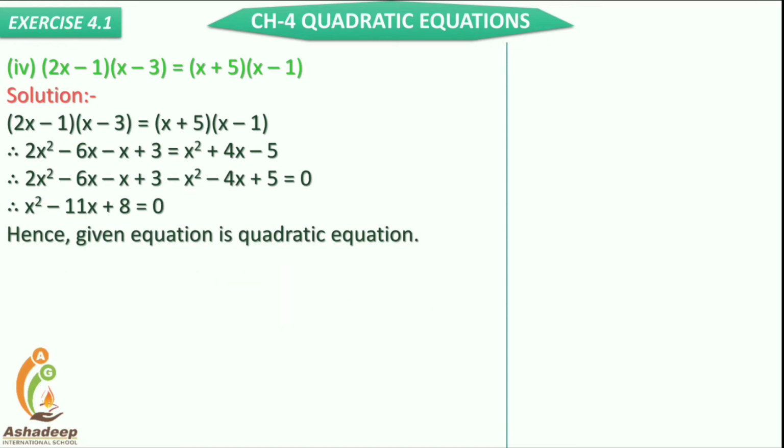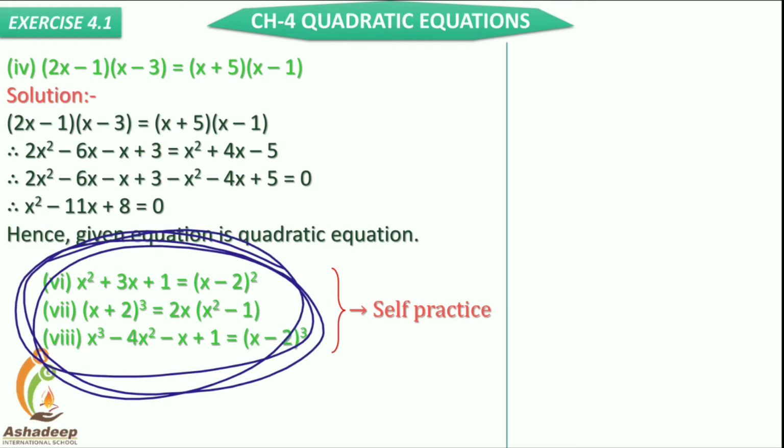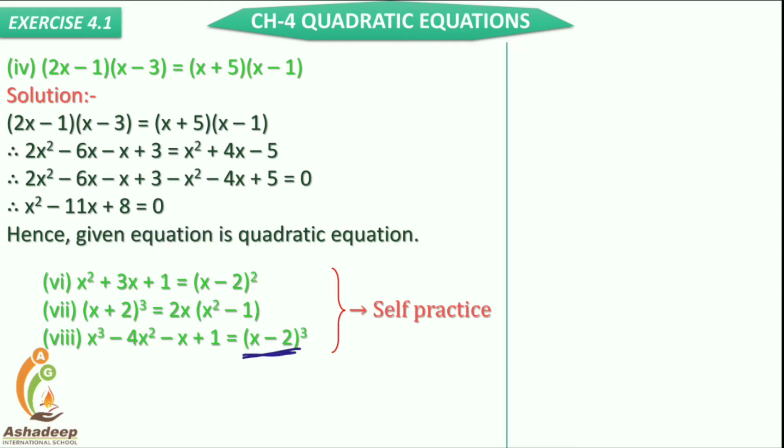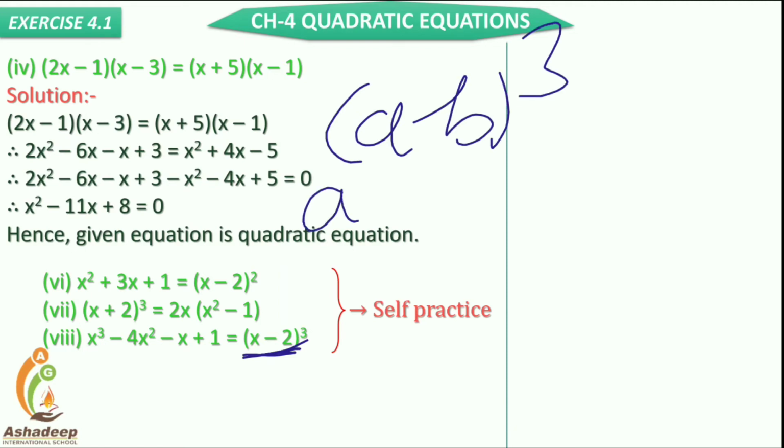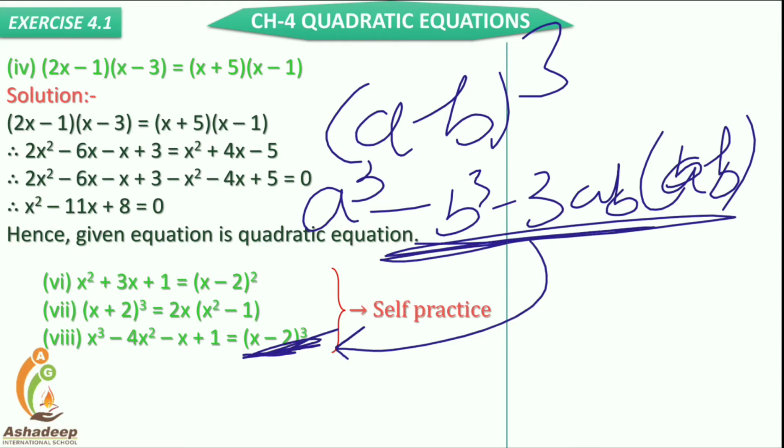So the remaining sums you need to do by yourself because it is just a simplification thing, right? If you can do it, you can get the answer. Here you have to apply the formula, that is (a minus b) whole cube, and that is a cube minus b cube minus 3ab in bracket (a minus b). Right, so you can apply this formula over here, and you will get the answer.